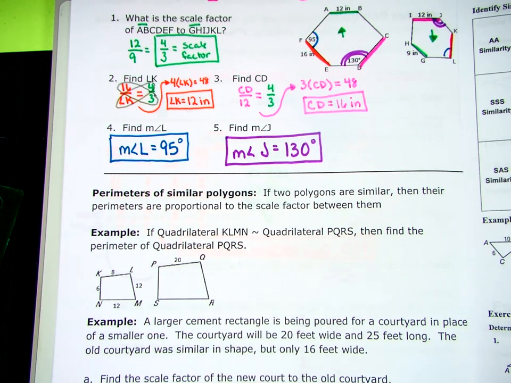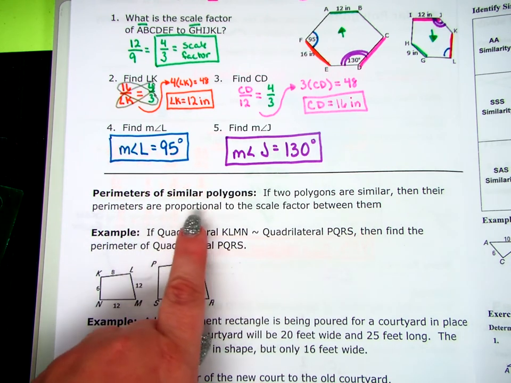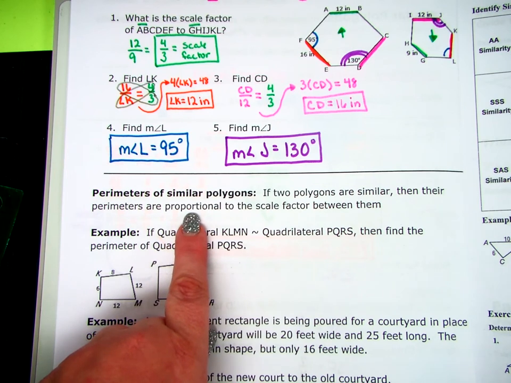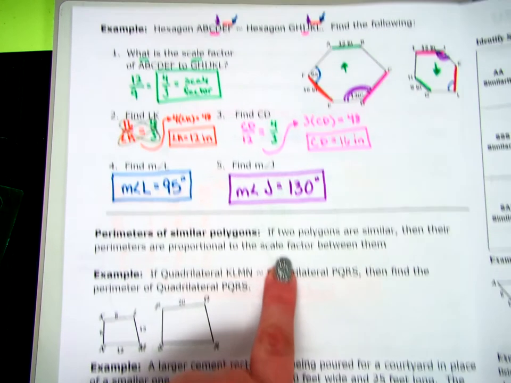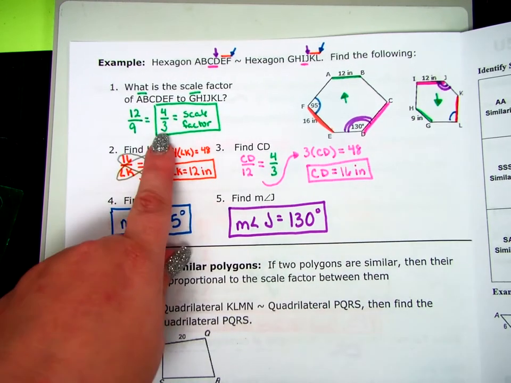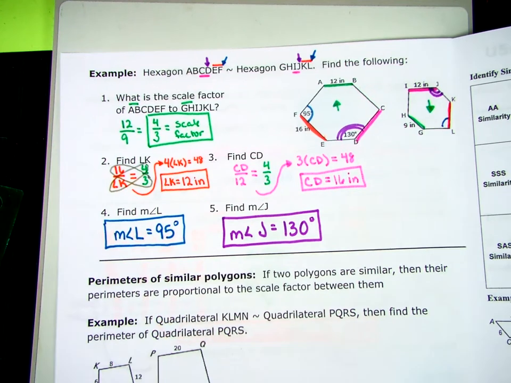Alright, if two polygons are similar, their perimeters are proportional to the scale factor between them. So all that's saying is if I take my two perimeters for my two similar shapes and I make them a ratio, I make them a fraction, they're going to be an equal fraction, that's what proportional means, to the scale factor. So it just means they're going to reduce to the exact same scale factor. Let me show you what that looks like on a problem we've already done before we do a new one.